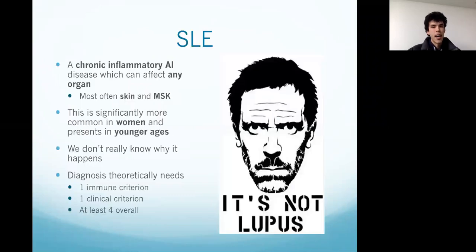Okay, so others. So we've got lupus. I don't know how many people watch House, but it is actually sometimes lupus. And this is not a particularly well-defined condition because it can pretty much affect any organ, most often skin and MSK though, which is why it's in the rheum part. Much more common in young women, and we don't really know why it happens. So theoretically, you need an immune criterion, a clinical one, and a total of at least 4.